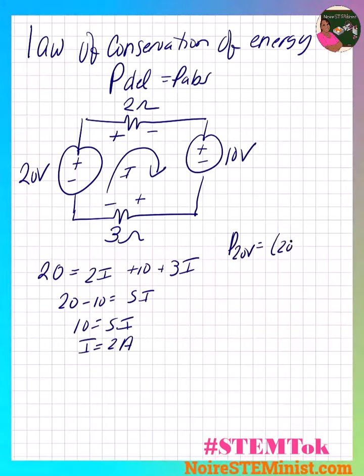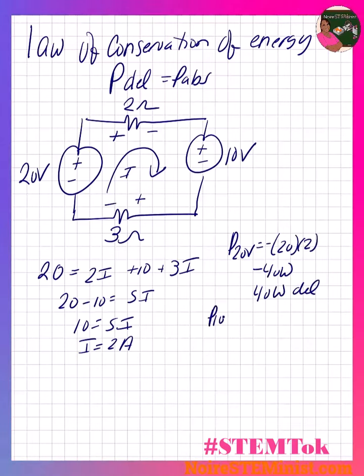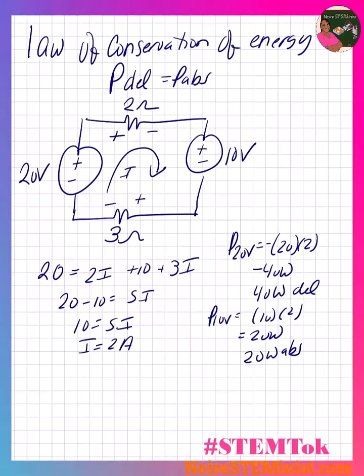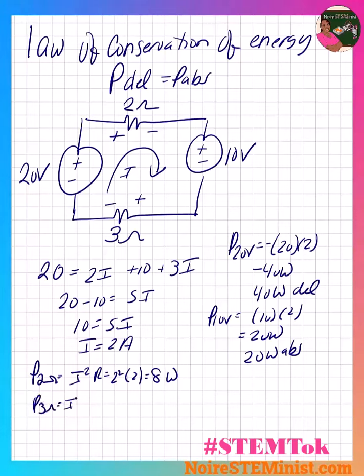So the power for the 20 volt source is 20 times 2, or 40 watts delivered. The power for the 10 volt source is 10 times 2, or 20 watts absorbed. And then resistors always absorb power. So the power for the 2 ohm resistor is I squared R, or 2 squared times 2, which is 8 watts. The power for the 3 ohm resistor is I squared R, or 2 squared times 3, which is 12 watts.